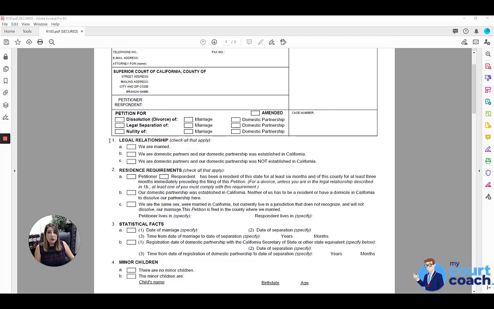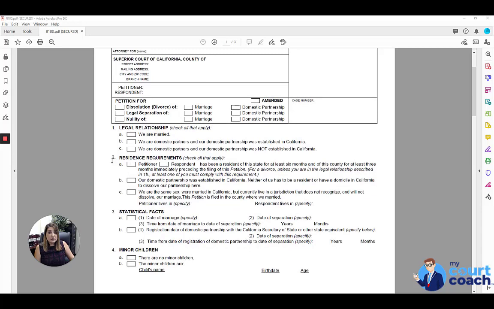Below that, in field number 1, you need to correctly identify your legal relationship. Either you are married or domestic partners. If you are domestic partners, you need to mark the box that correctly identifies whether your partnership was established in California or not. Below that, you need to mark the box that correctly identifies your residence requirements.